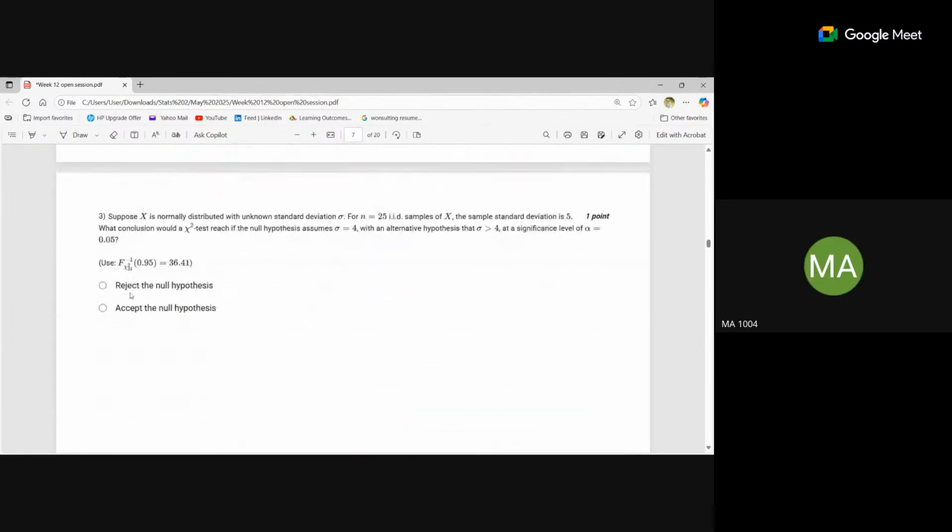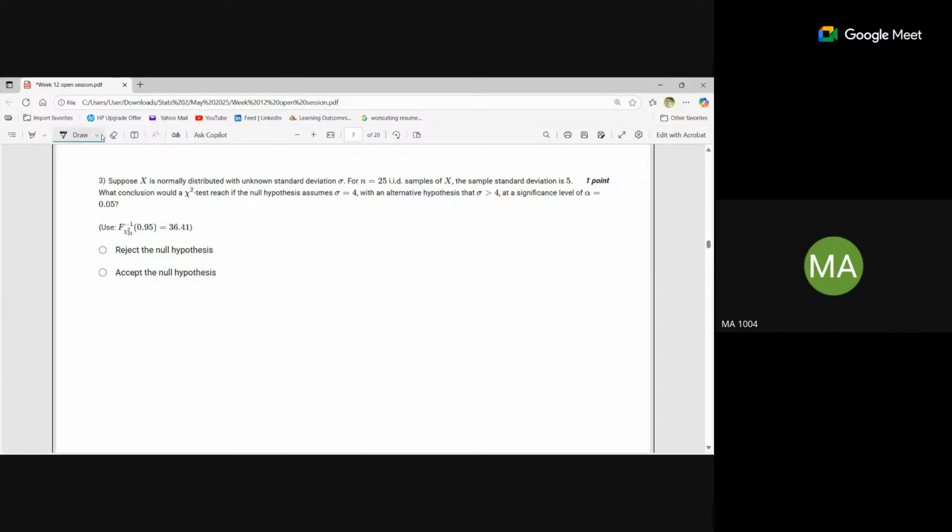Okay, let's move to the chi-square test. When do we do the chi-square test? Anyone? Sigma square is unknown? No. For what do we do the chi-square test? To test variance. Yes, for variance.